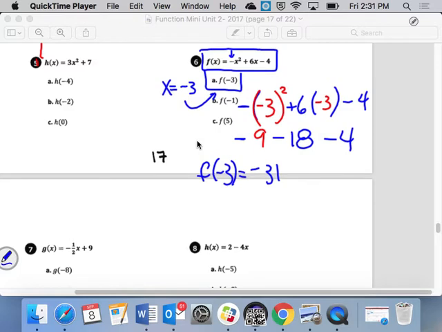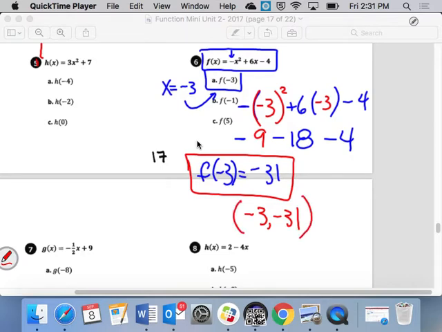So let's wrap this up and make it a little bit simpler. The ordered pair associated with this outcome, if I had to plot this on a graph, would be -3, -31. That would be my ordered pair. This is the ordered pair represented in function notation. The way that I arrived at -31 is by taking this -3 and plugging it in for x everywhere x occurs in this particular function.